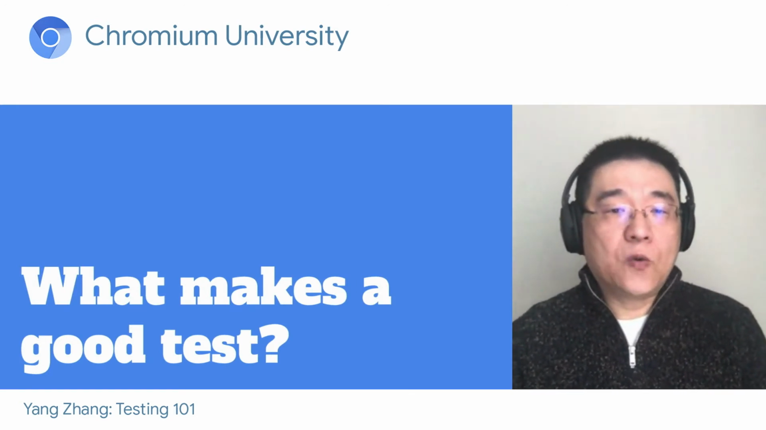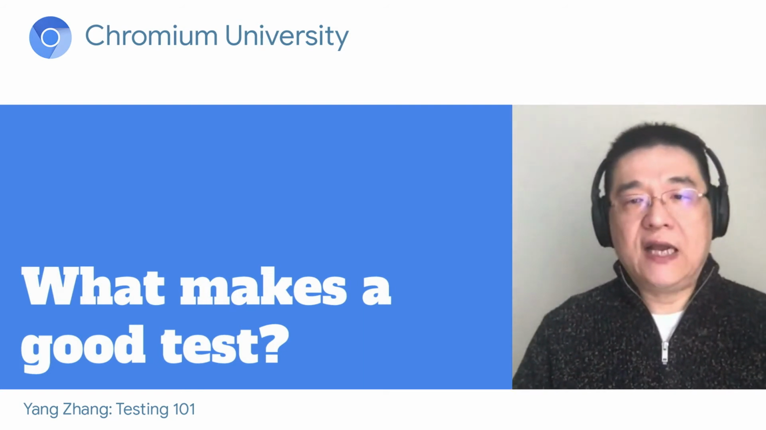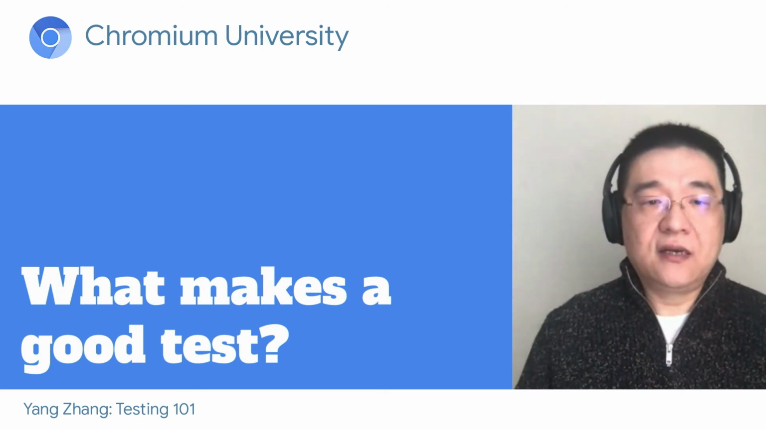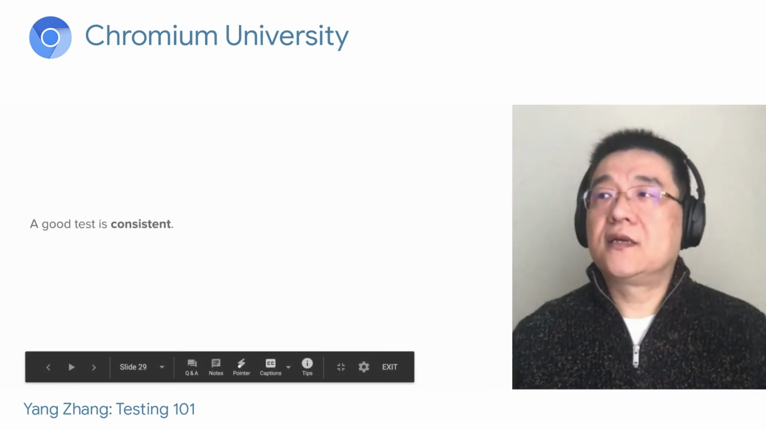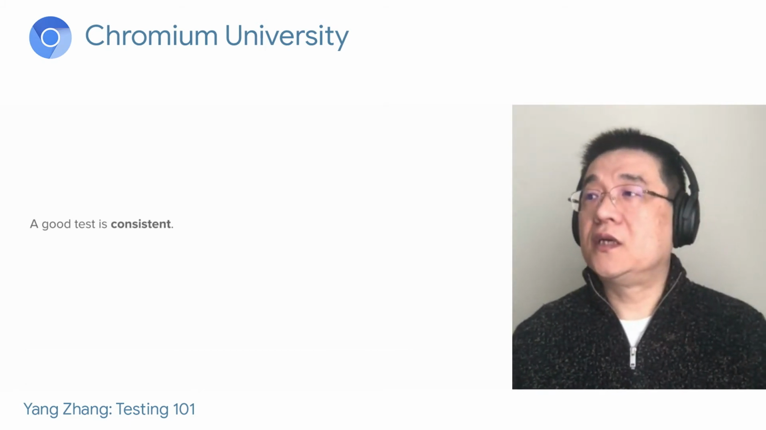So thinking about what makes a good test. Now, everybody knows a test is important. So we can write tests, but writing a test is not easy. A good test is consistent. What that means is you need to make sure the test passes when it's good, and the test fails when it's bad. So if sometimes it passes, sometimes it fails, we call this flaky.